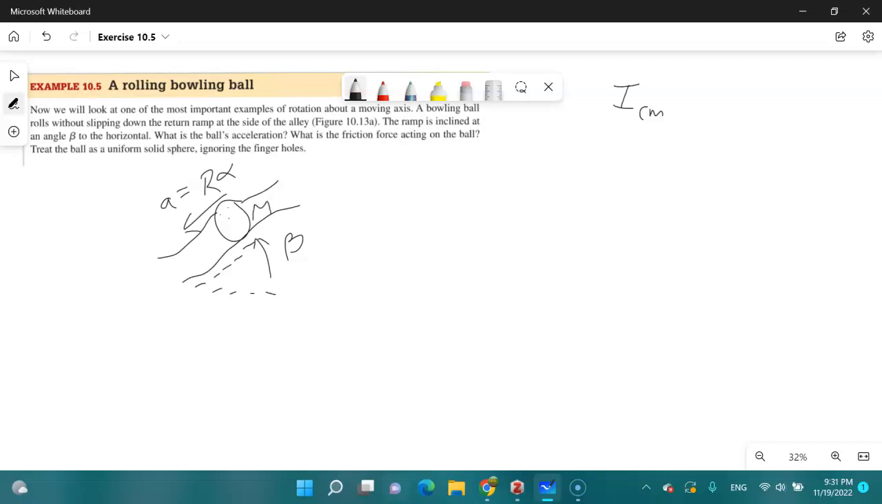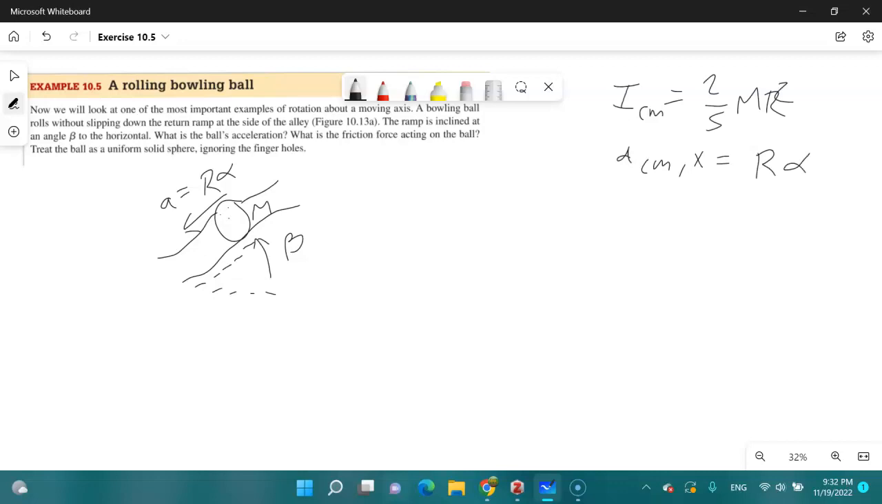And then we, of course, have the mass of the bowling ball. We're not given any value in this case except the inertia. We know that the inertia is equal to 2/5 times the mass times the radius squared. And we know that the acceleration, which in this case we're trying to find in the x direction, would be the radius times alpha.